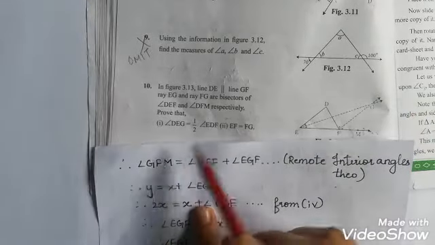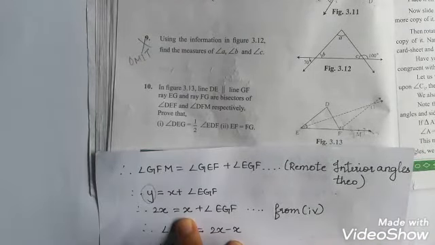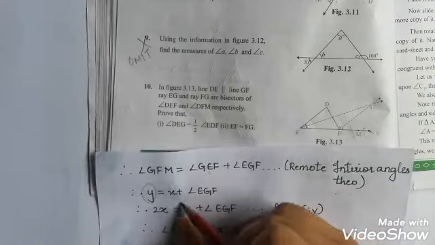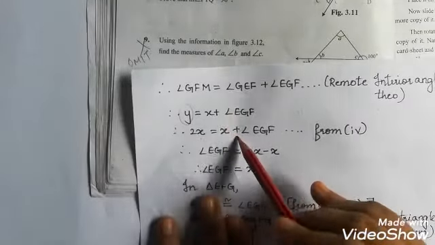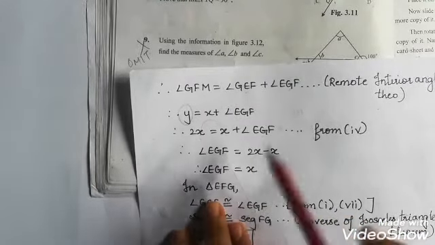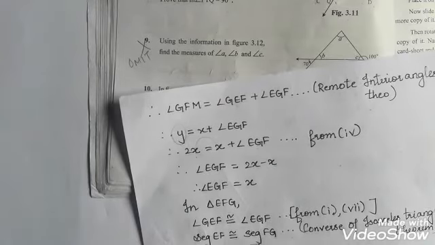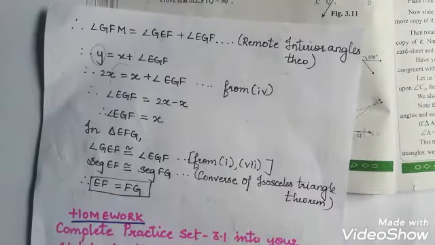Now if you see the figure, angle GFM we have assumed as y. So in place of GFM I write y. GEF is x and EGF we have to find out. But y is equal to 2x over here, right? So in place of y I write 2x is equal to x plus angle EGF. So this x I shift to that side, that becomes minus x, so that is equal to x. So angle EGF is equal to x.